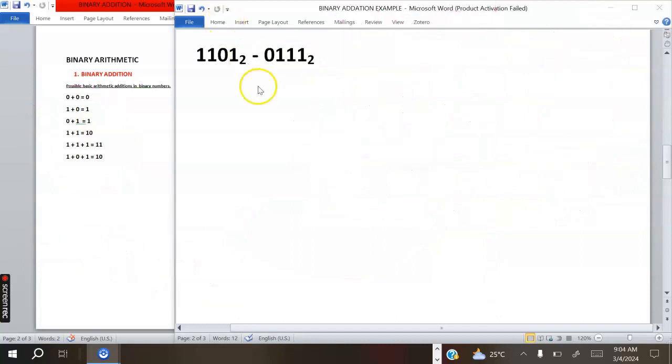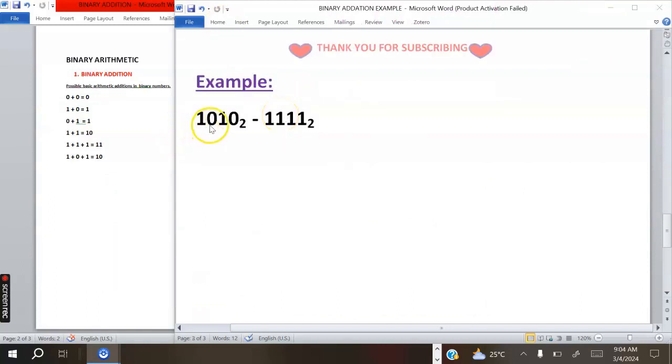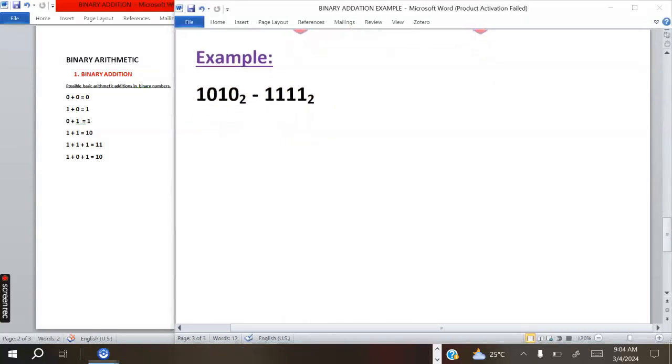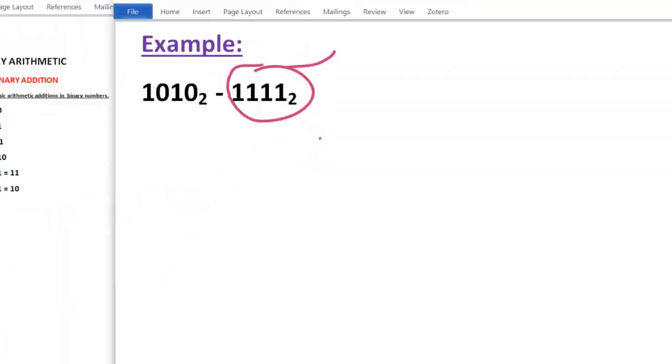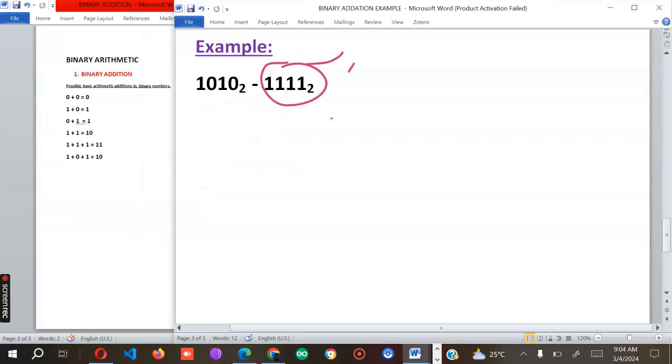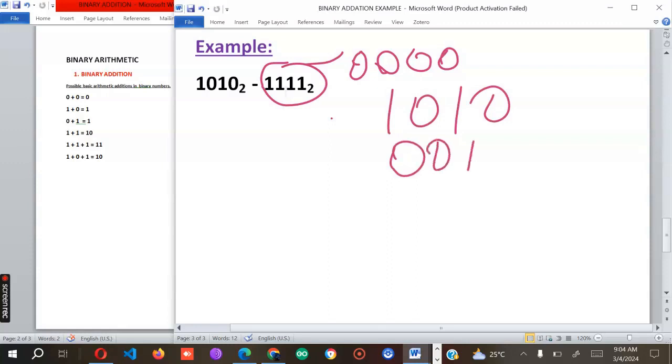Okay, let's do our last example, which is quite simple. We have 1 0 1 0 1 1 1. Remember, rule number 1 is to convert this one into a 1's complement. So how do you work with 1's complement? You have to convert this one, and it will be equivalent to 0, 0, 0, 0, 0. Then after that, you go directly to the addition: 1, 0, 1, 0, then we have 0, 0, 0, 0.